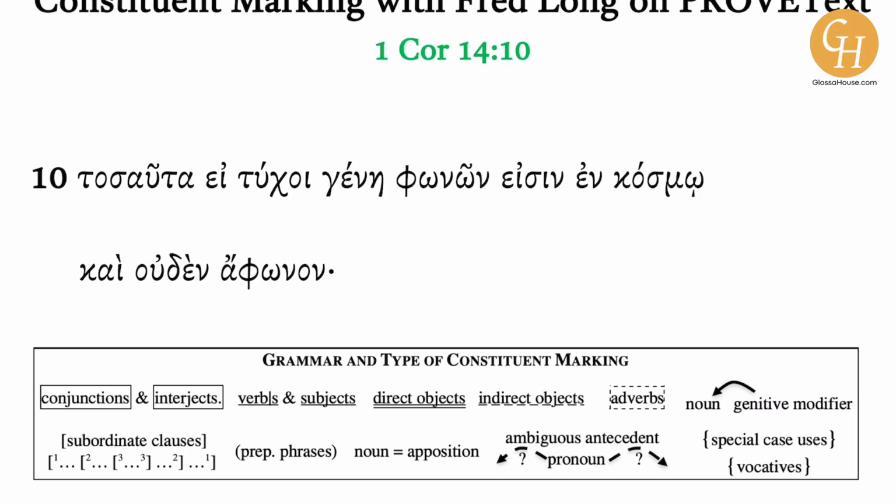Tosavta. So one thing I should say before we get going is there is no connector. So asyndeton. So there's a null sign there. Asyndeton means that there's no connector. And probably here it indicates a bit of a break, like a paragraph break right here.